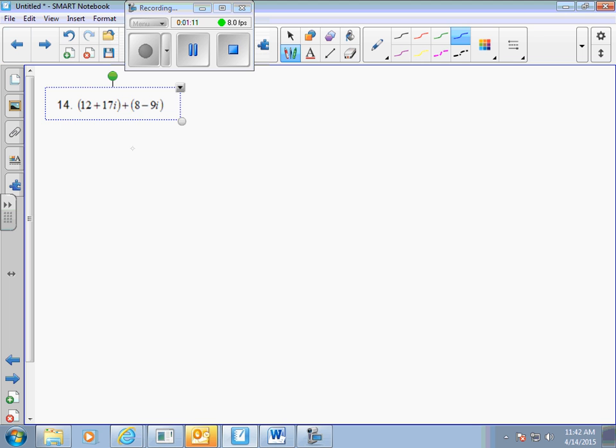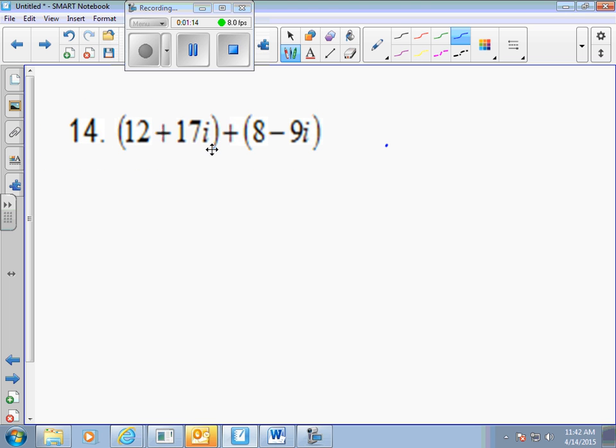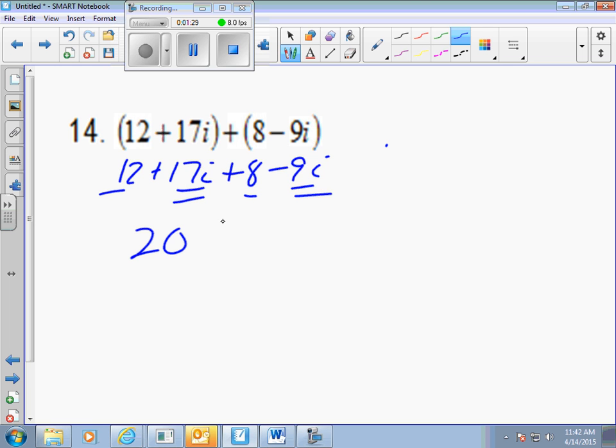Number 14. This one we are adding. So I'm going to drop my parentheses. Distributing a plus doesn't change any signs, so I'm going to leave it the same. Now put my like terms together. 12 and 8 gives me 20. 17i and -9i gives me positive 8i.